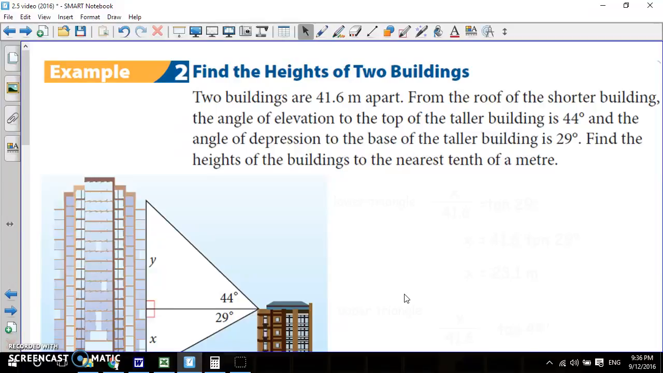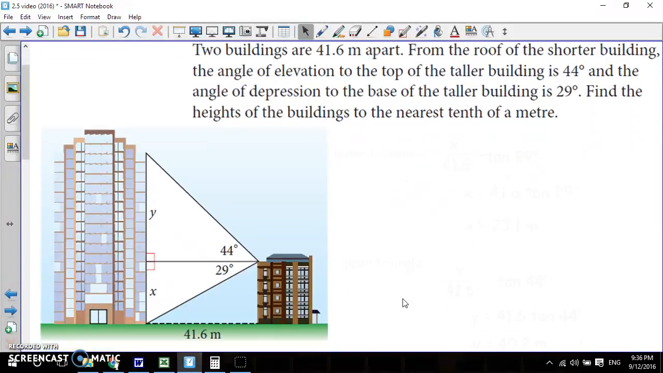Two buildings are 41.6 meters apart. From the roof of the shorter building, the angle of elevation to the top of the taller building is 44 degrees, and the angle of depression to the base of the taller building is 29 degrees. Find the heights of the building to the nearest tenth of a meter.